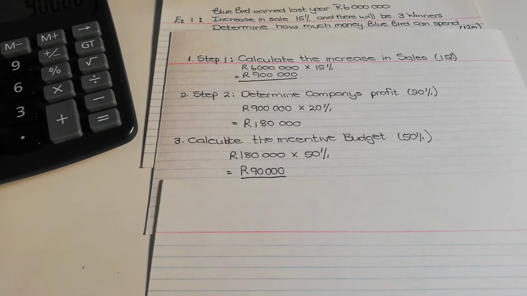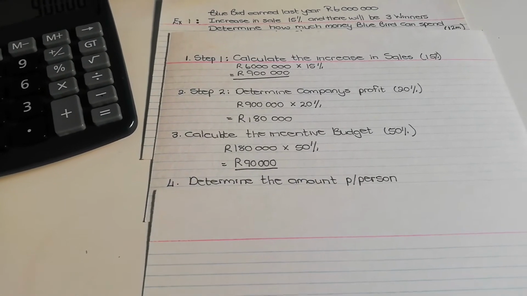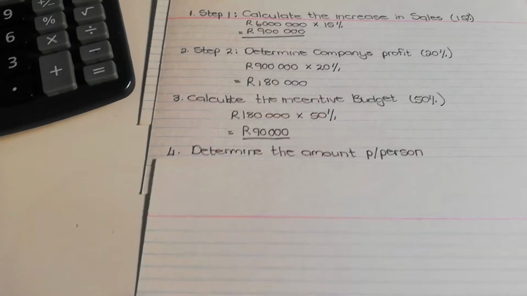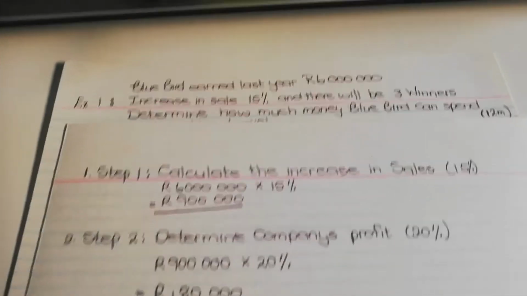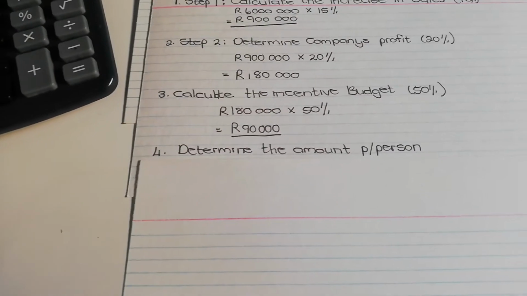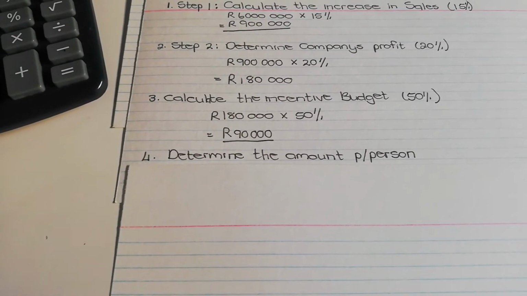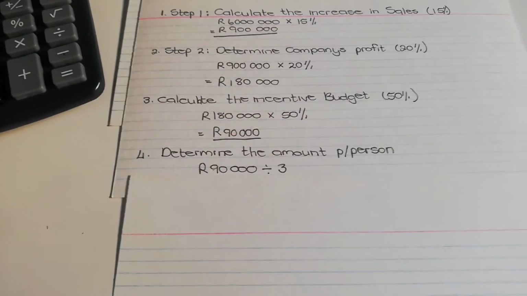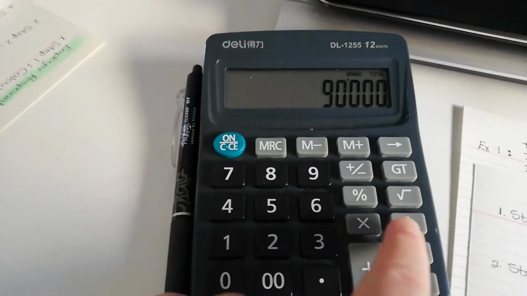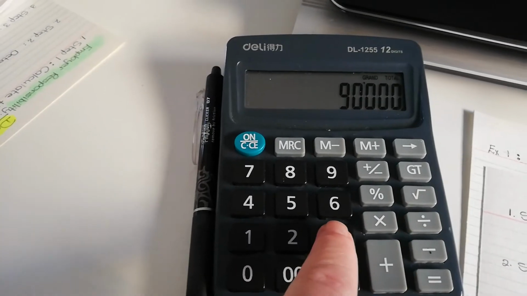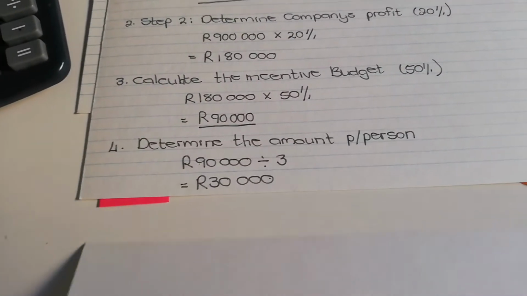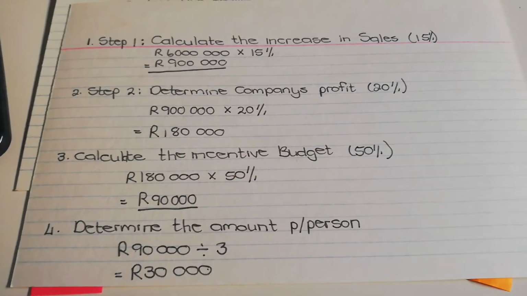Your last step for the employer's responsibility, determine the amount per person. Now you go back to your question. How many winners were there? 3 winners. Now you take the amount of the previous step. It is 90,000. Divide by 3. We go back to our calculator. 90,000 divided by 3 equals 30,000. And your answer per winner is 30,000 rand.